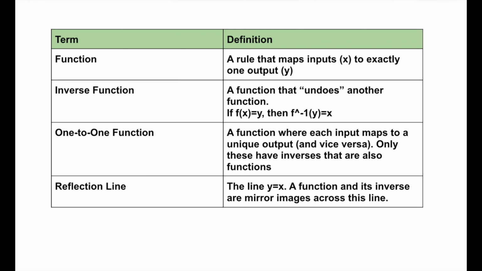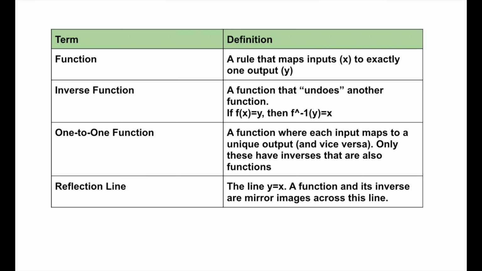So if f of x equals y, then the inverse of f of y would equal x. The inverse of a function is noted as f to the negative 1 power. That's a little notation. Our next term is a one-to-one function. A one-to-one function is a function where each input maps to a unique output and vice versa. Only these functions have inverses that are also functions.